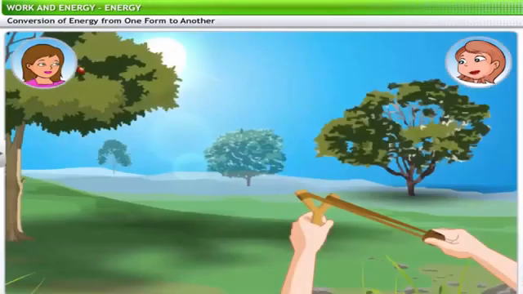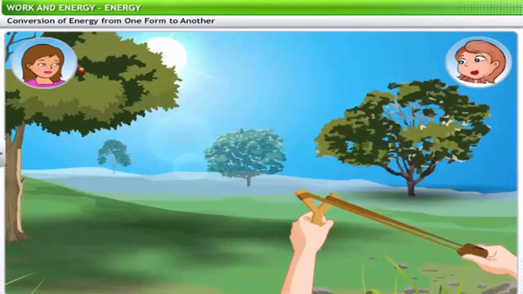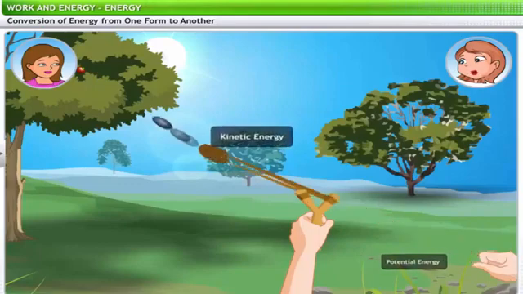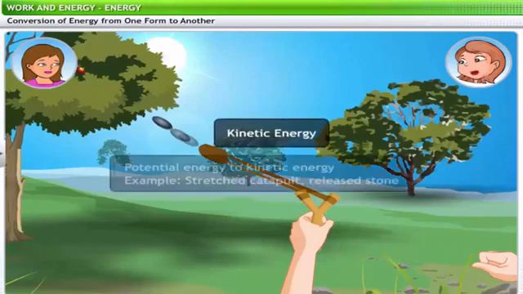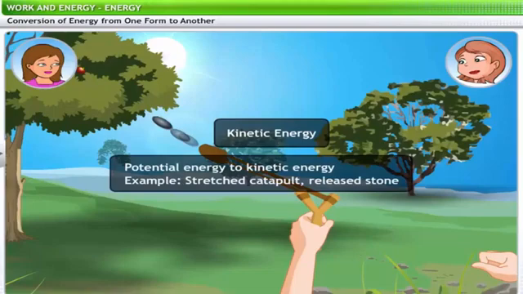Another interesting example of conversion of energy is a catapult. When you stretch the catapult with a stone in it, the stone gains potential energy due to the stretch of the elastic bands of the catapult. Once the stone is released from the catapult, the potential energy of the stone is converted into kinetic energy. With this energy, it can hit a target.